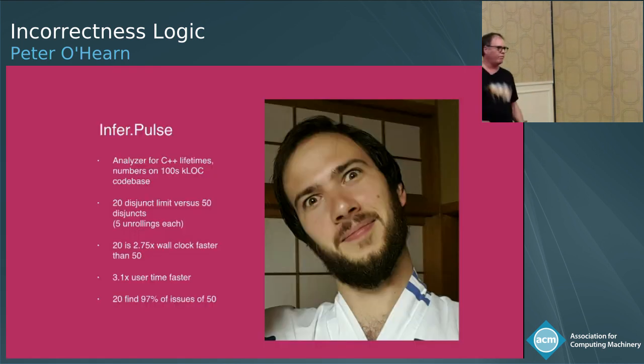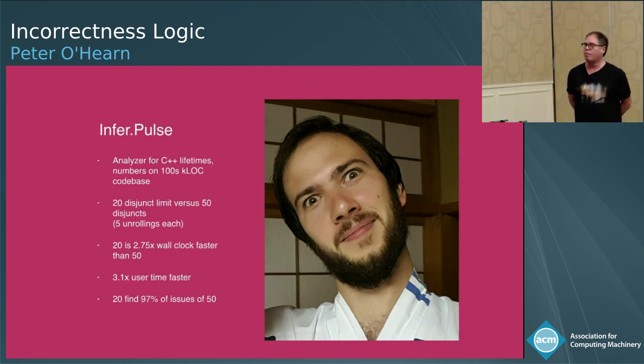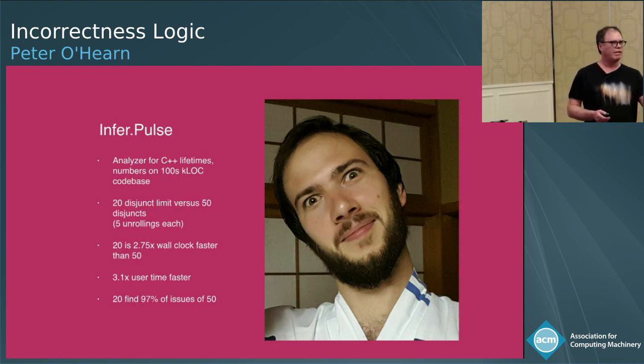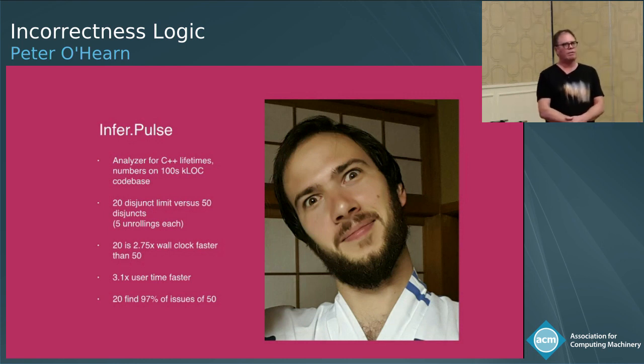And here's a wonderful little experiment. My colleague Jules is implementing an analyzer for C++ lifetimes, which is based partly on the ideas that I'm talking about here. He ran his analyzer on a code base with hundreds of thousands of lines, and he set two limits, a 20 disjunct limit and a 50 disjunct limit. When the analyzer at a given state saw more than 20 disjuncts, it didn't add any more. He ran the analyzer with 20, and it found 97% of the issues found with 50, but it did so much faster. So now I'm thinking, is it worth it to go after that 3%?